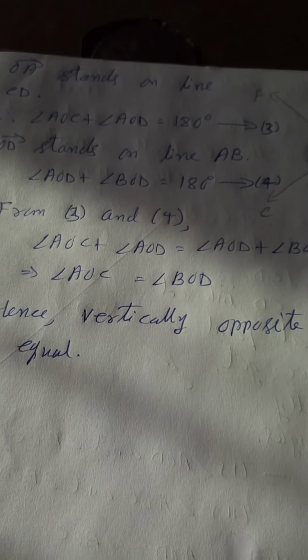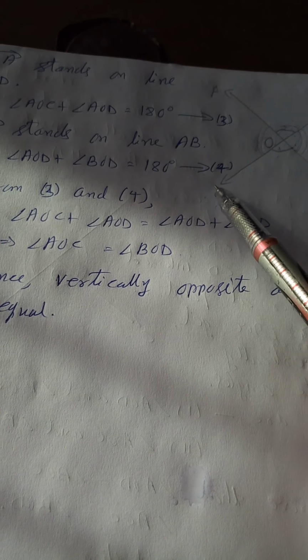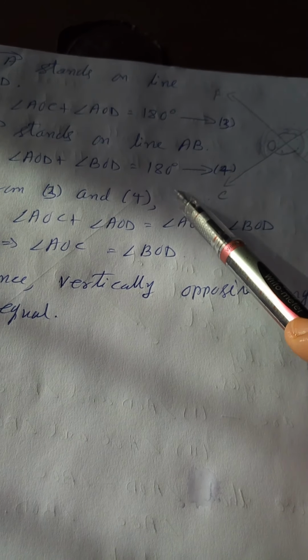Now you can see from 3 and 4, there also the right hand side is equal. Right hand side is 180, 180. So obviously left hand side is also equal. So AOC plus angle AOD is equal to AOD plus angle BOD. There is AOD on both sides. When equal values are added on both sides, they cancel each other. So these two values are cancelling each other.